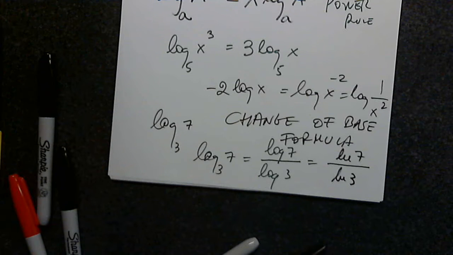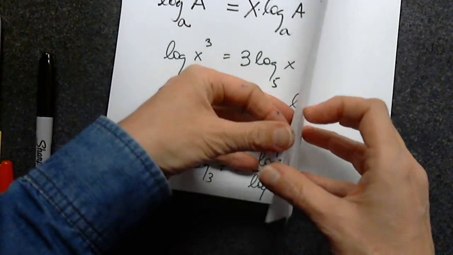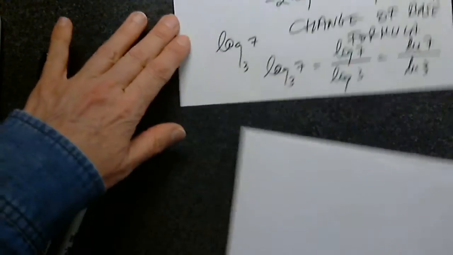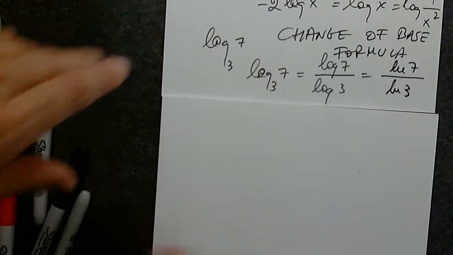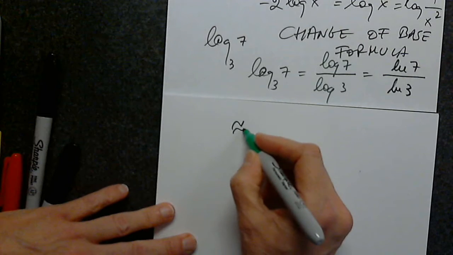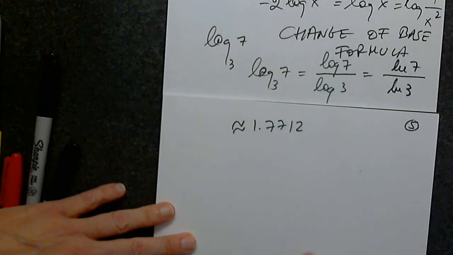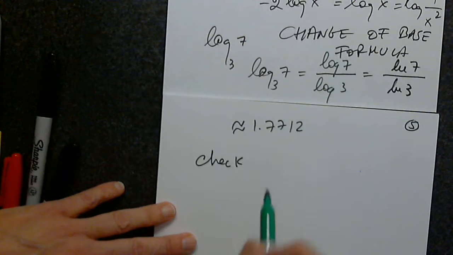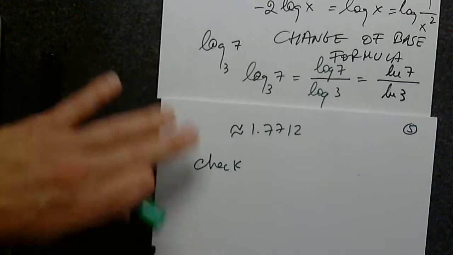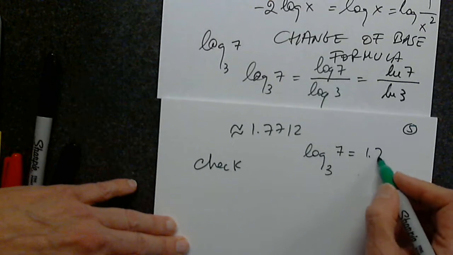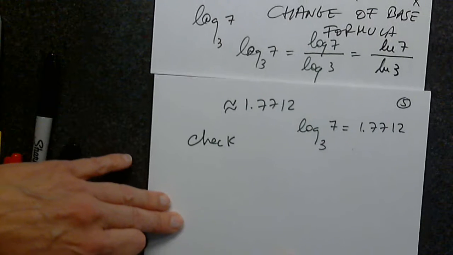And let's say I have doubts about my work. I want to check this. How do I check? So let's go back here for a second. Let's say that the approximation was 1.7712. I want to check. So we are told that log base 3 of 7 equals 1.7712. How do I check this?